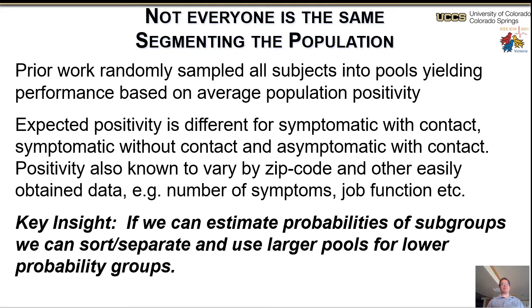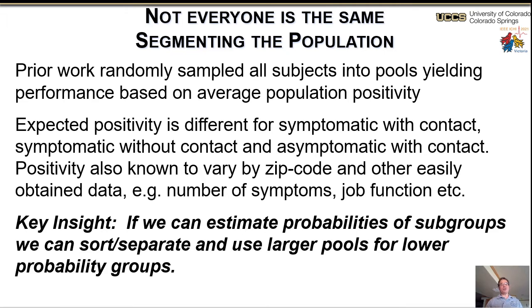Prior work has all randomly sampled all of the subjects in the pools, yielding performance that was based on average positivity rates. But different groups of people will have different positivity rates. Symptomatic people that have been in contact with known COVID carriers are more likely to test positive than symptomatic people who have had no contacts, because they might just have a cold or the flu. And they're still more likely to test positive than asymptomatic people that have had contacts, who are more likely to test positive than people who are asymptomatic and have had no known contacts.